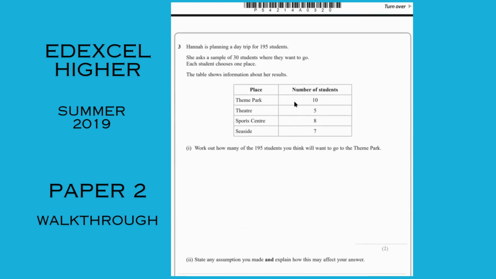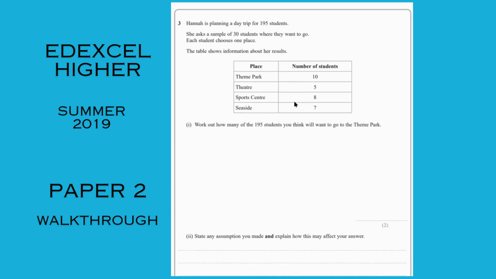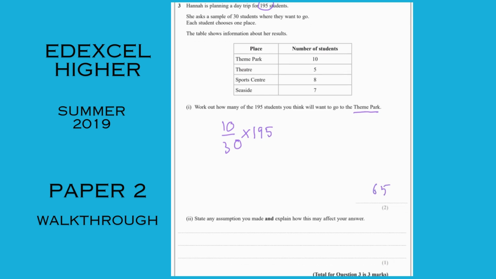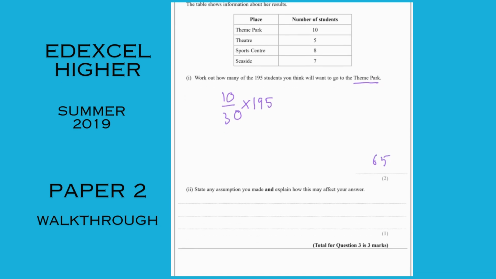Number 3, Hannah's doing a day trip. Great stuff. So 195 students, that's the first thing I pay attention to. Sample of 30, 10 out of the 30 say theme park. Of, out of means multiply by the population on your calc, 65. That's all it is.